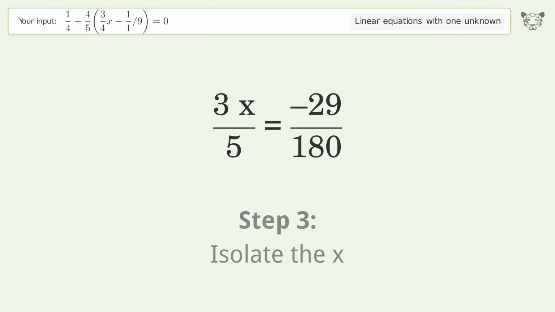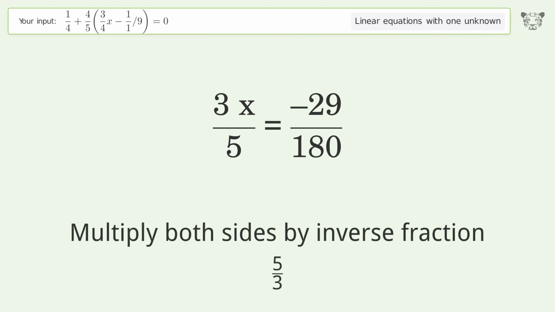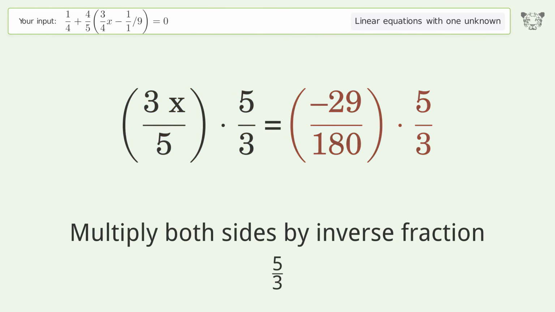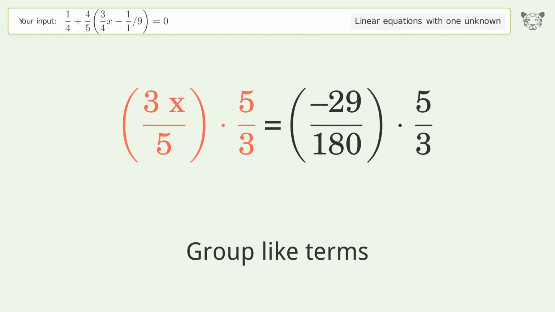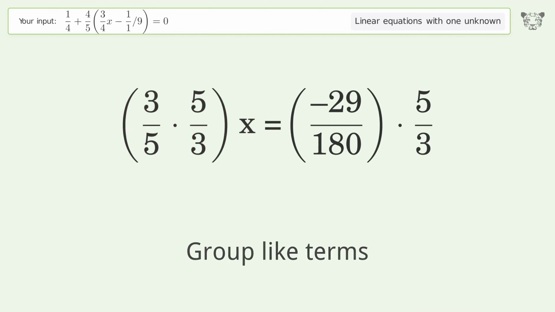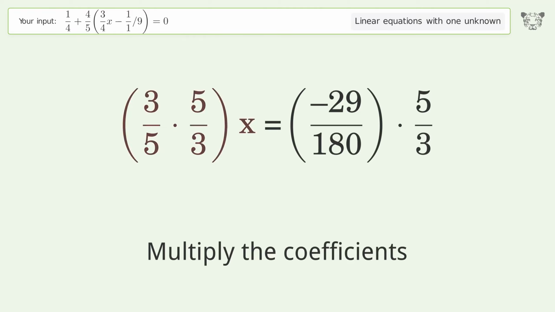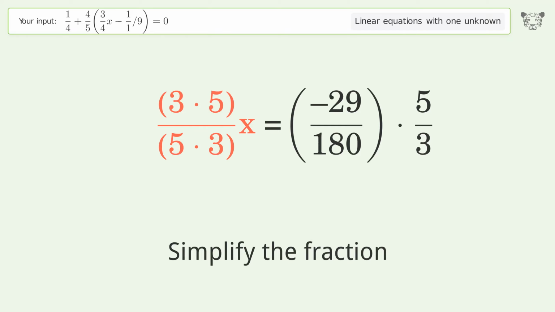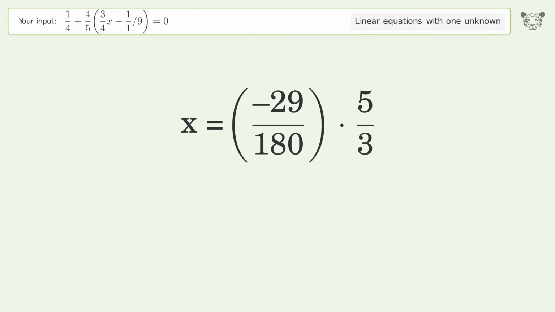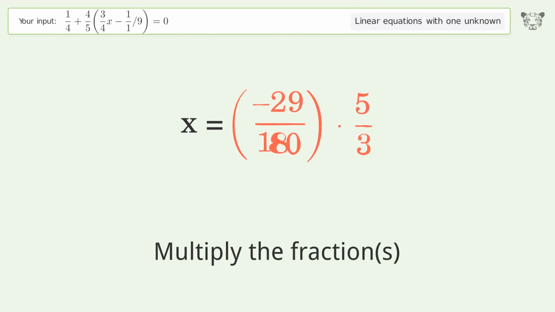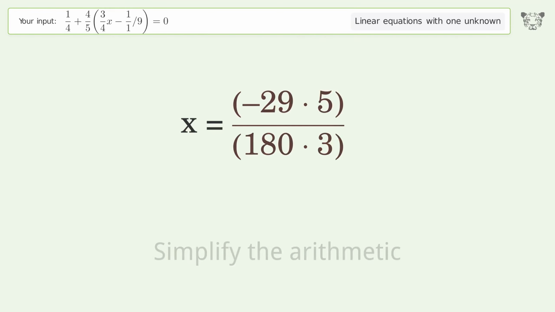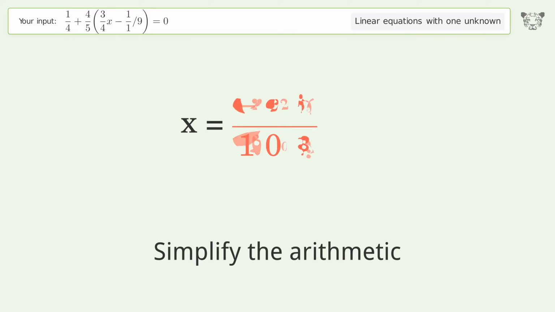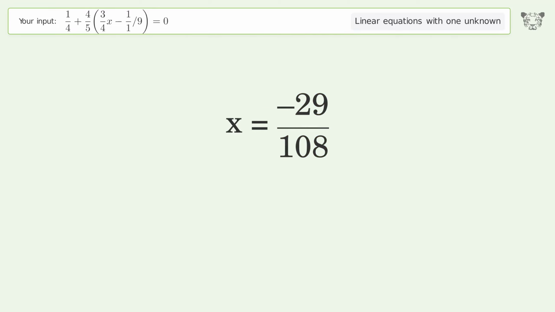Isolate the x. Multiply both sides by inverse fraction 5/3. Group like terms. Multiply the coefficients. Simplify the fraction. Multiply the fractions. Simplify the arithmetic. And so the final result is x equals -29/108.